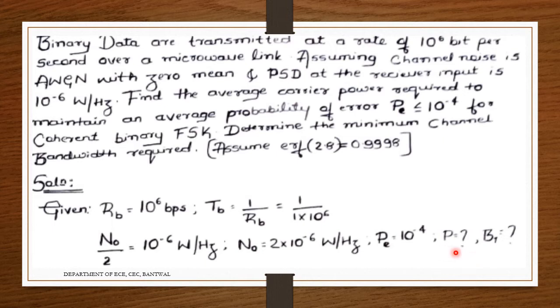So what do we need to find? The power and the bandwidth. What have they told? Average probability of error they have given. Find the average carrier power, so that is P, and what is the minimum channel bandwidth required?